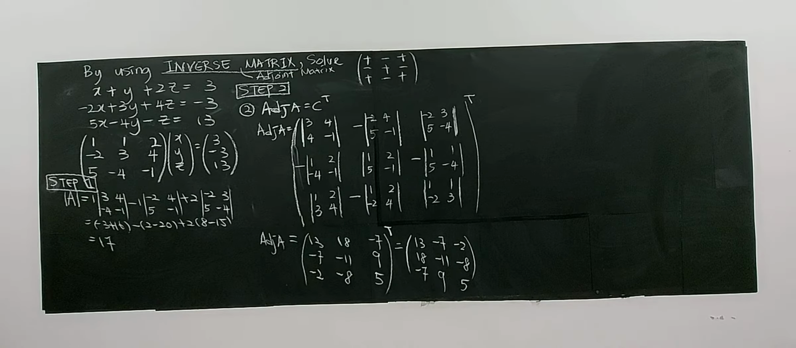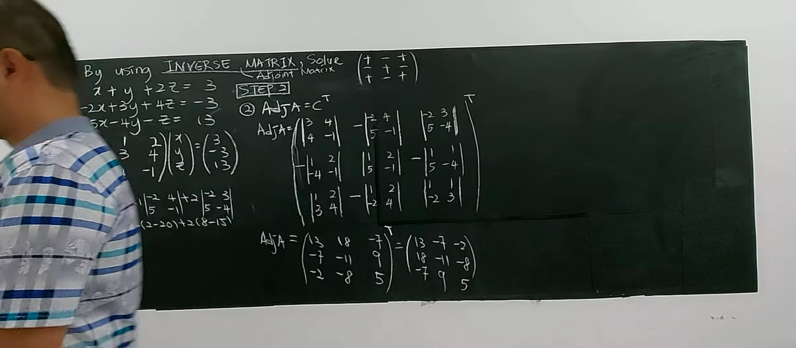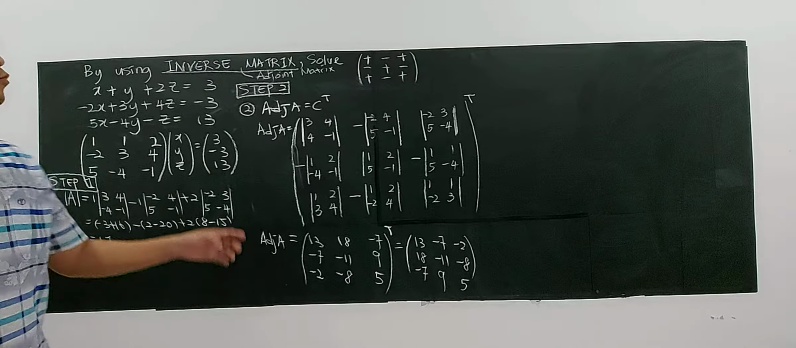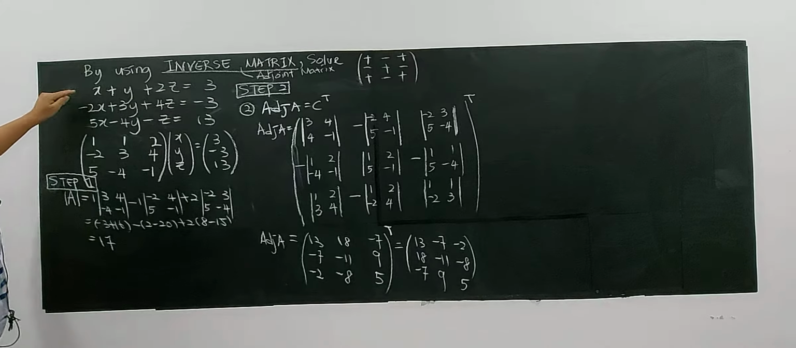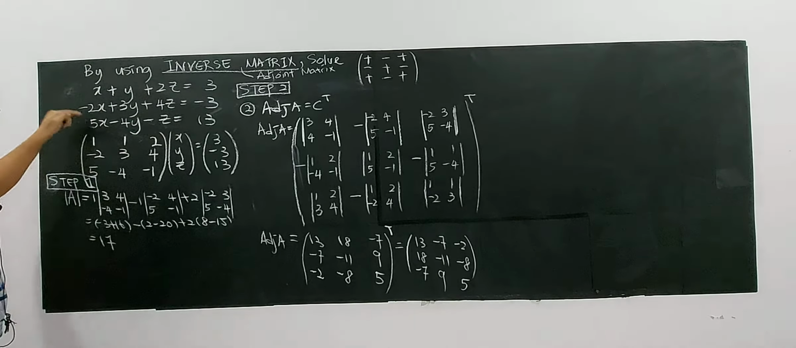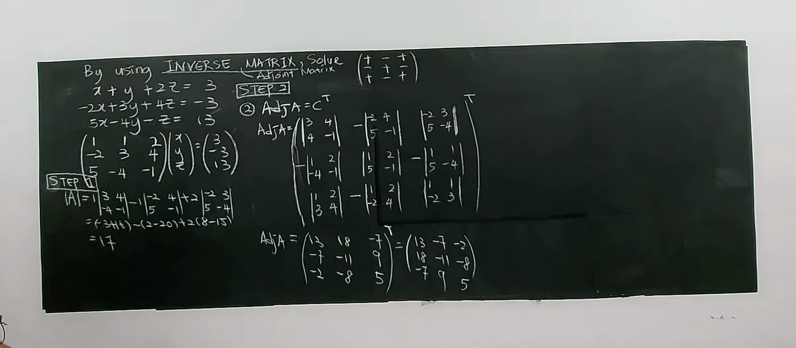Hi, in this video I'm going to introduce how to use the inverse matrix to solve this linear equation, a linear equation in 3 variables. If they're saying to use the inverse matrix, it means they are using the adjoint matrix. So now I will tell you how to use the adjoint matrix.